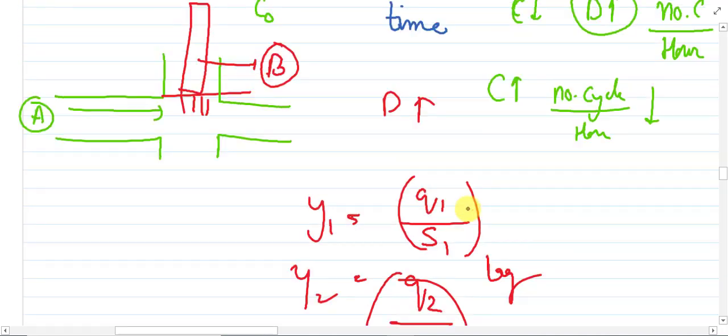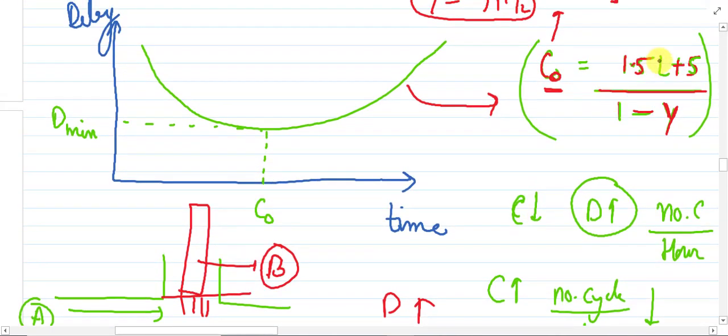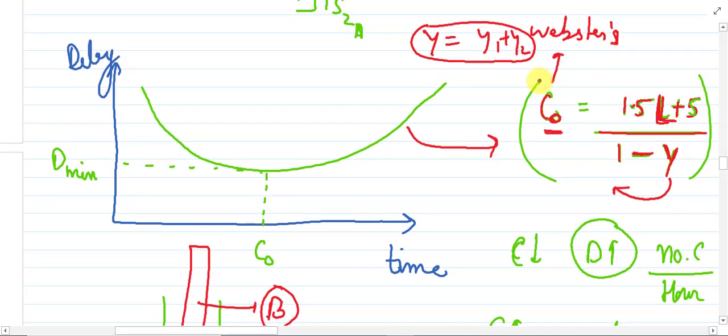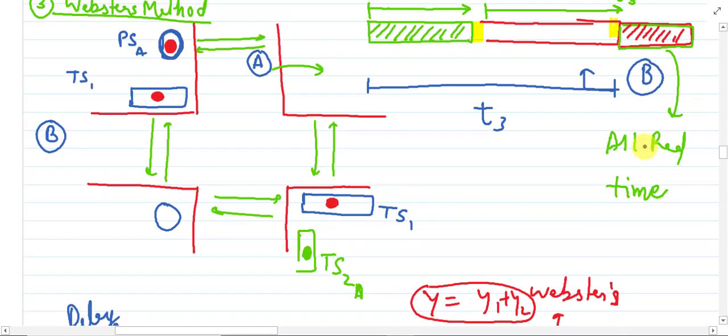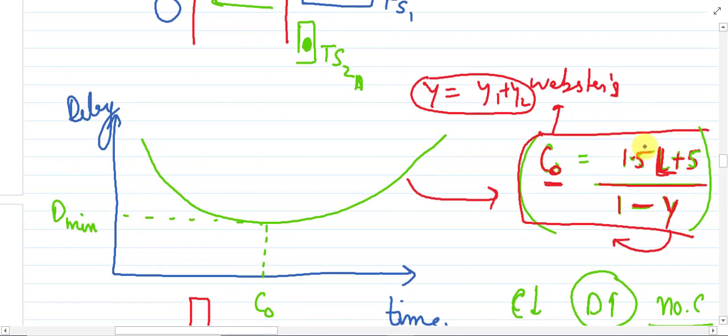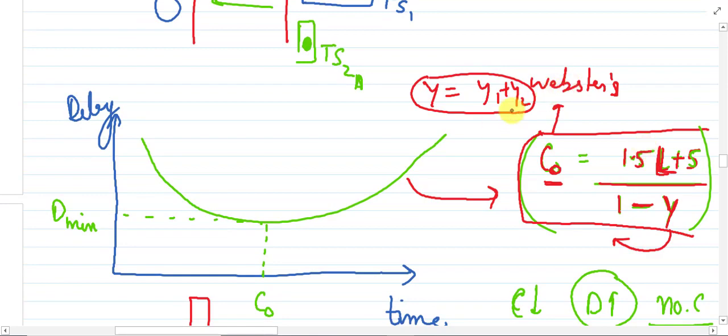So in this equation, Webster clearly mentioned the lost time. The cycle length is related to lost time as well as related to flow of the particular road section. So this equation is used by Webster. That's why we use this equation for designing our traffic signals, and we will go through the numerical and understand the basic behavior of this equation.